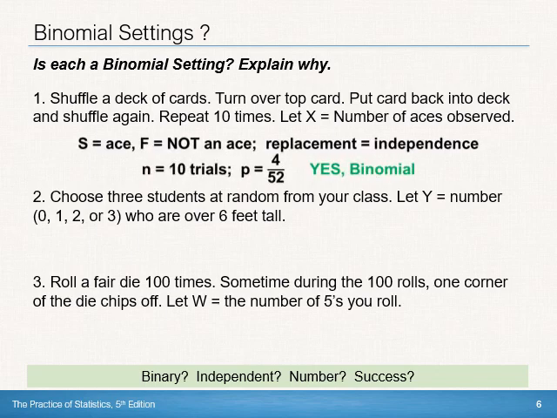We can go through the 4 things. Success is an ace, failure is not an ace. Sure, that sounds good. Replacement: since I'm putting the cards back in, the second draw is independent of what the first draw was, and so on. So yes, we have independence, and that's because we have replacement. There's a fixed number of trials, 10, and then the probability of success, the probability of getting an ace any time you pull a card out of a deck. There are 4 aces out of the 52 cards.